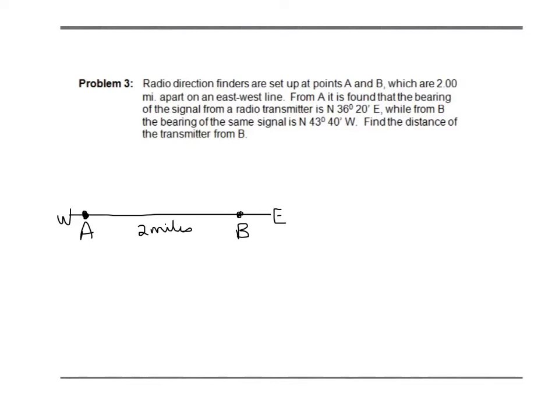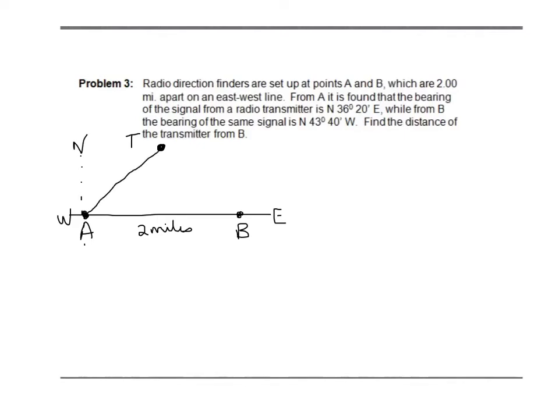From A, it is found that the bearing of the signal from a radio transmitter is north 36 degrees 20 minutes east, while from B, the bearing is 40 northwest. Find the transmitter from B. All right, so here's my transmitter somewhere out here. I don't know where that is. I'm just putting it out there. But I do know that this is north, and east, 36 20.